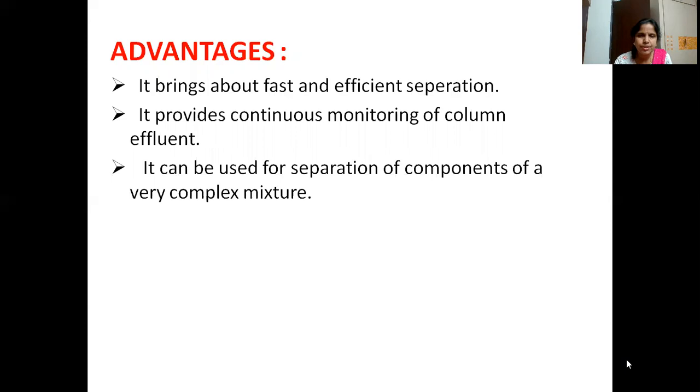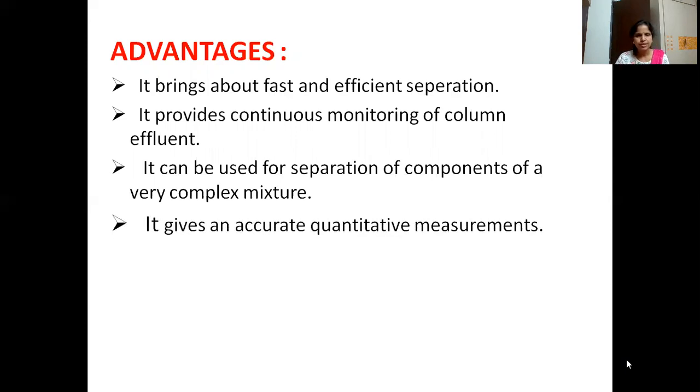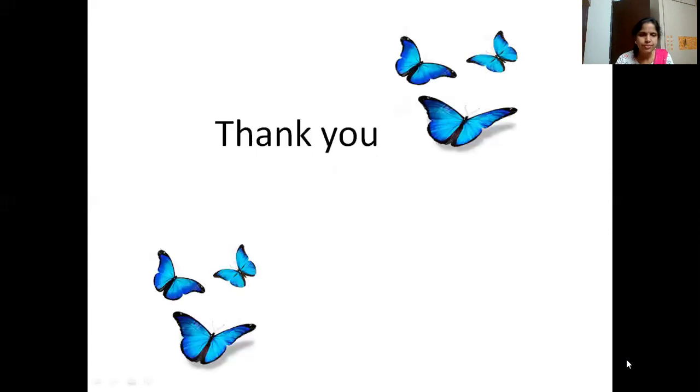Separation of components of very complex mixtures can also be done, and it gives accurate quantitative measurements. We have seen the food additives. The data we get automatically from the computer, the area covered under the curve, gives the quantity of the food additives present in the sample.